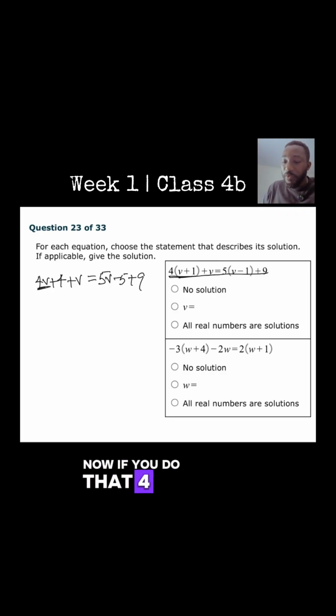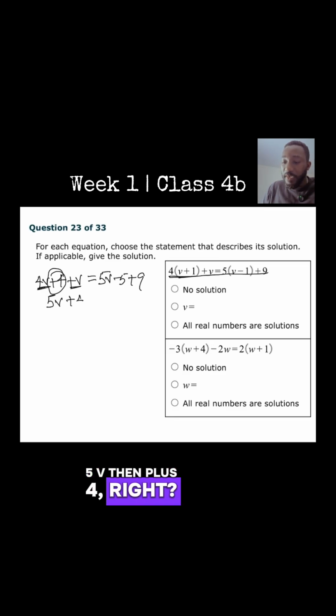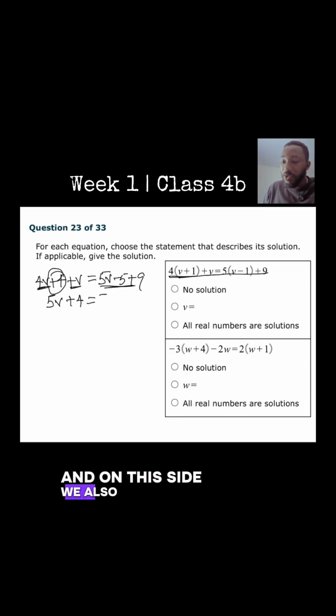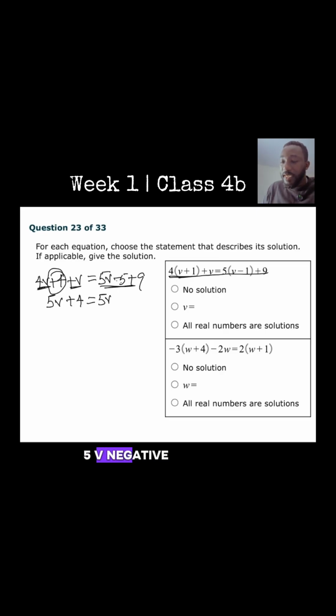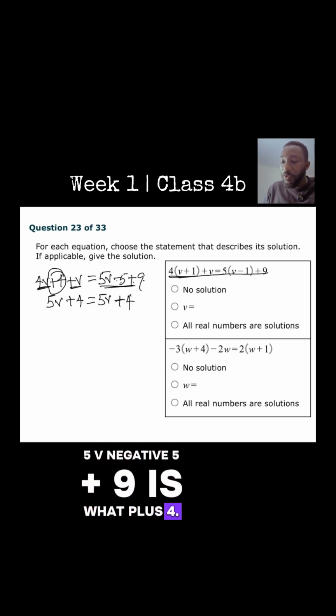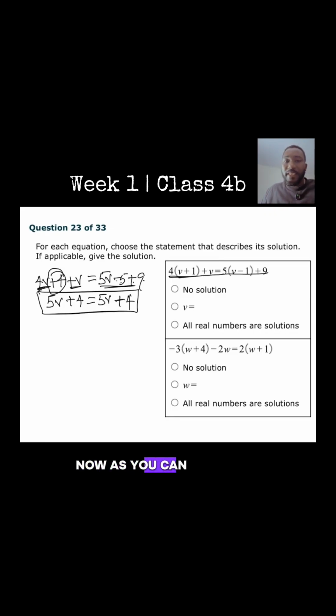Now if you do that, 4v plus v is what? 5v, then plus 4. And on this side, we also have what? 5v. Negative 5 plus 9 is what? Plus 4. Now, as you can see, we have 5v plus 4 equals 5v plus 4. If you want to solve this like we usually do, what do we get? We will get 0 equals 0. Because if you subtract 5v, you have 0. If you subtract 4, you have 0. So we get 0 equals 0.